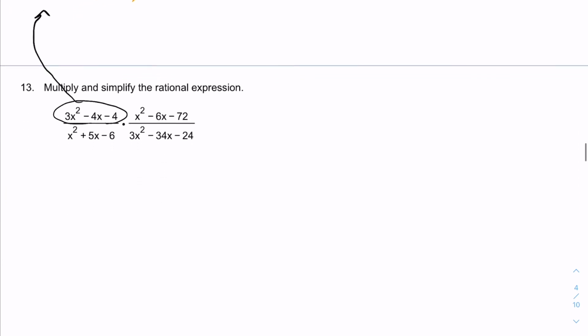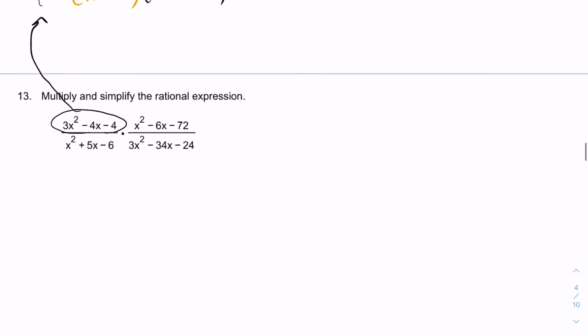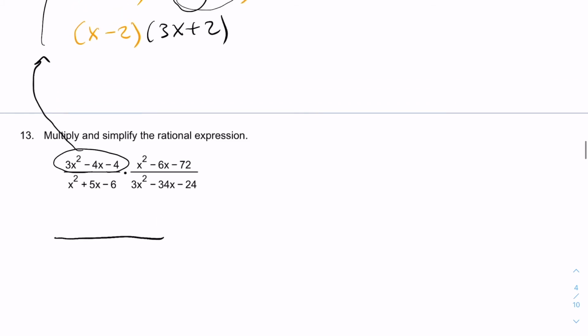So, what a mess, but let's go ahead and write down that we just figured out the numerator, which is x minus 2, 3x plus 2. I say what a mess, that wouldn't be too bad, but we've got more to go, right? We've got more to go. So let's deal with this one now.